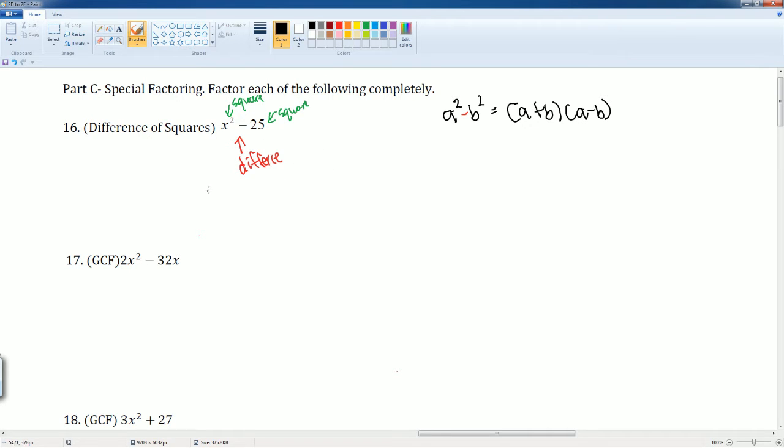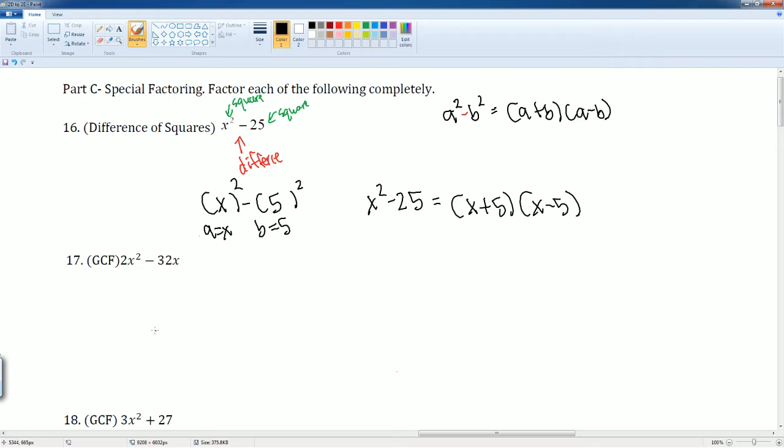All right, so let's do that. You want to write this as the difference of two squares. So the first one is x, and the second one is 5. Your a here is x and your b here is 5. So if we put that in that format, x squared minus 25 is equal to a plus b, which is just x plus 5, and a minus b, which is x minus 5. Great job.